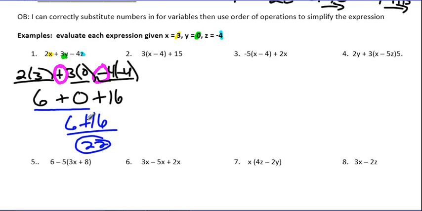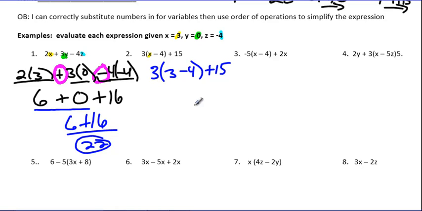Alright, example 2. In example 2, I see an x, so I know I'm going to put a 3 there, and that's the only variable. So that's my only substitution in this problem. So I have 3 times x value is 3 minus 4 plus 15. So notice how nothing else is going to change with the exception of what I'm substituting in.